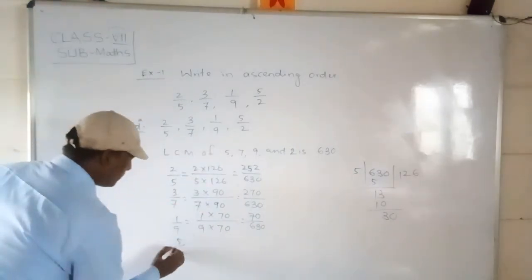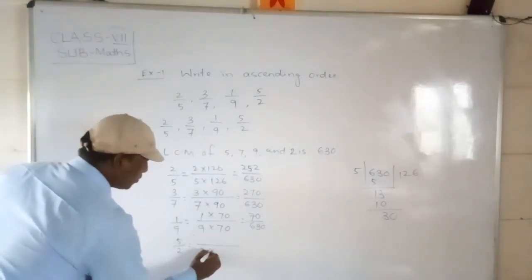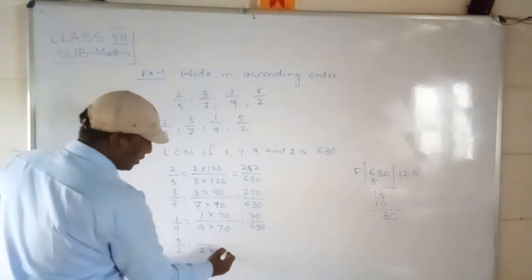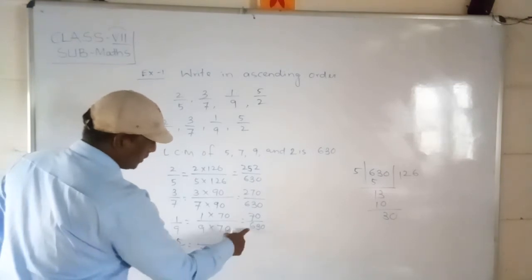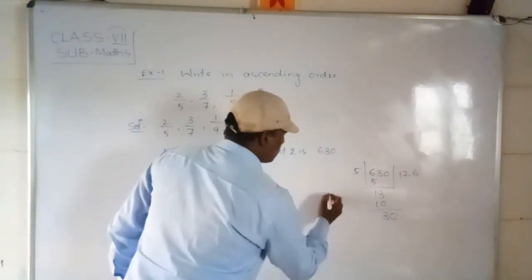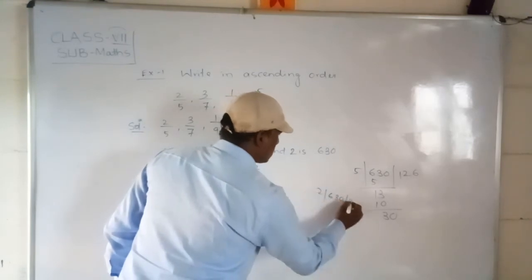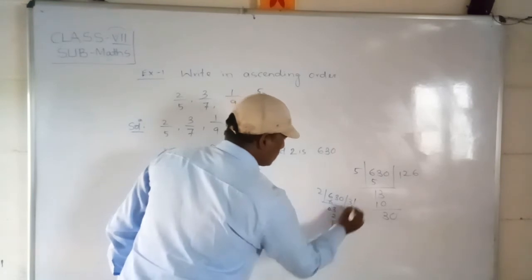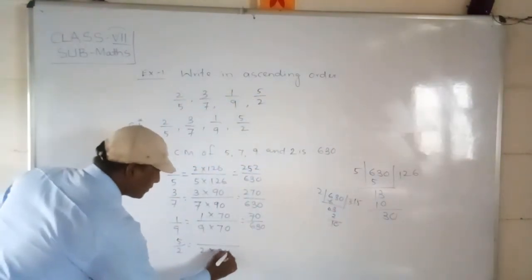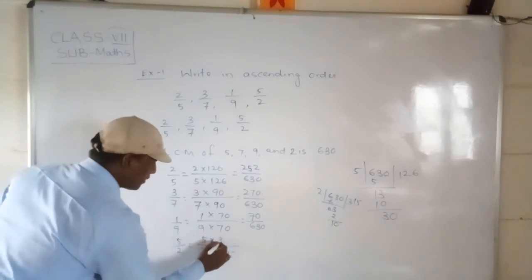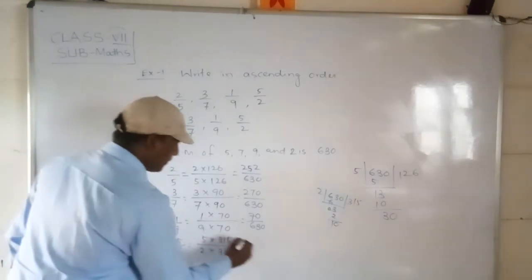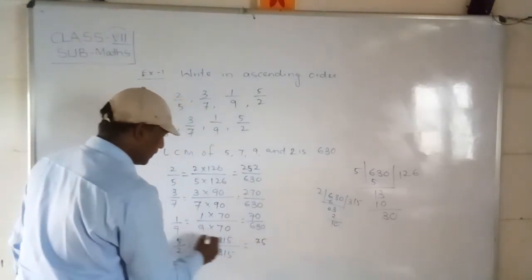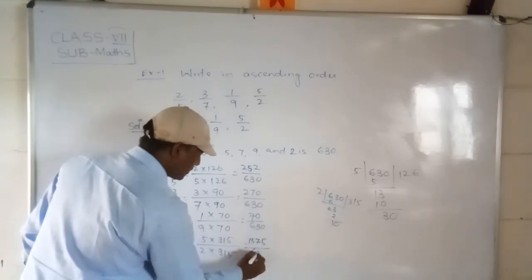Same for 5 by 2. 2 into what gives 630? If you divide 630 by 2, you get 315. So 5 into 315 is equal to 1575 by 630.